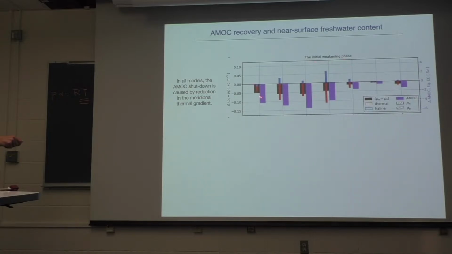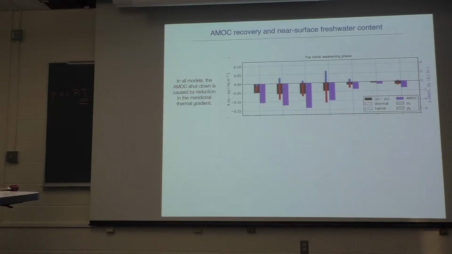What you find is that the change in the AMOC, which is in purple, where you have these strong shutdowns here, are largely driven by a change in the thermal component. So essentially, warming in the high latitude North Atlantic reduces that density difference and helps to shut down the AMOC, whereas these models that have a weaker AMOC change have a smaller thermal component.